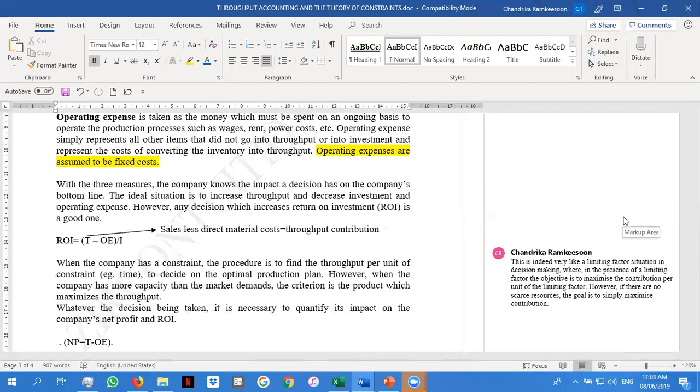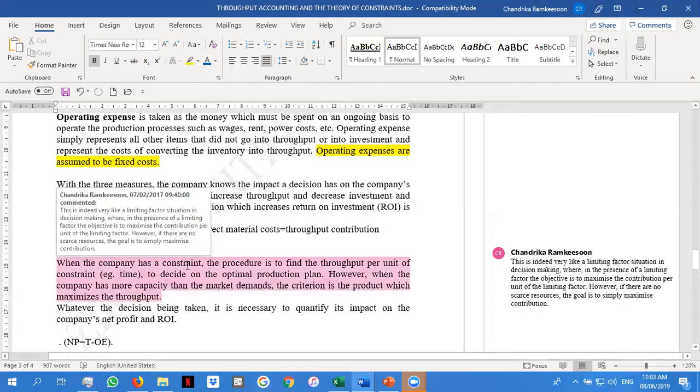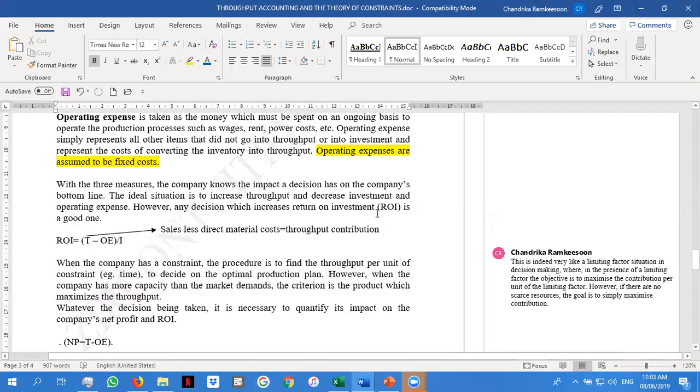Because if you were to produce as much as possible, you will maximize the throughput. Remember, again, throughput is sales less material cost. And throughput profit, that's how we would calculate it, as you saw here, would be the sales less material cost, throughput less operating expenses, and operating expenses are assumed to be fixed. So if there are no constraints whatsoever, we will simply produce as much as can be. However, when there is a constraint, as there usually will be when dealing with this topic, the procedure is to find the throughput per unit of constraint, for example time, to decide on the optimal plan.